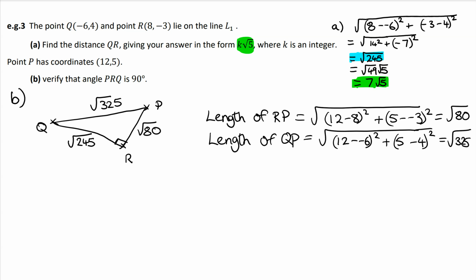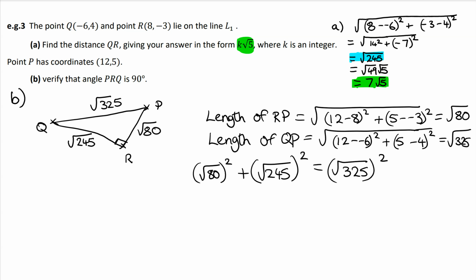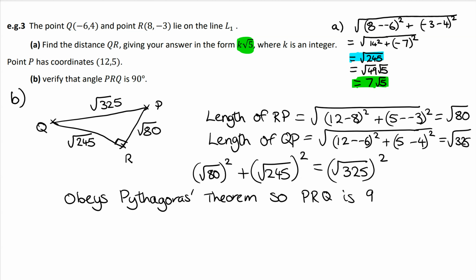So now what I'm going to show is that if I do the square root of 80 squared, so the length of RP squared, plus the length of QR squared, then this gives me the length of QP squared. So then I just write some conclusion like obeys Pythagoras' theorem, so PRQ is 90 degrees. It is a right angle.